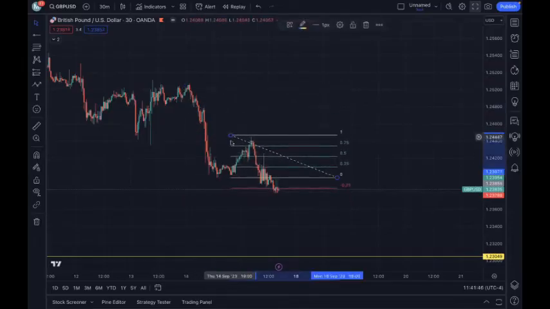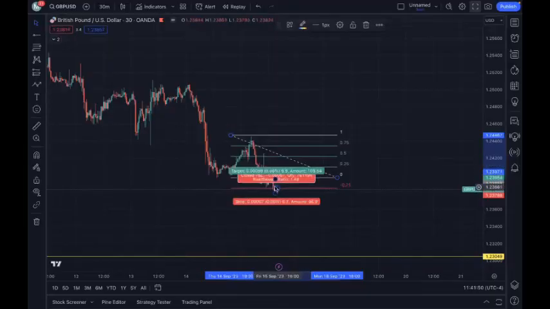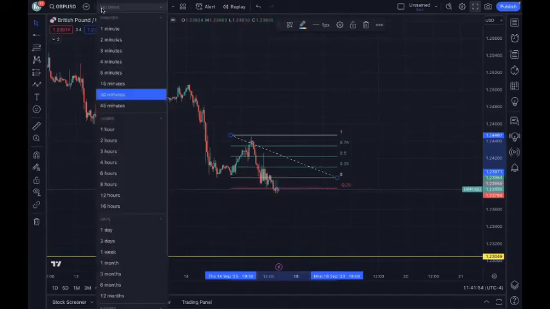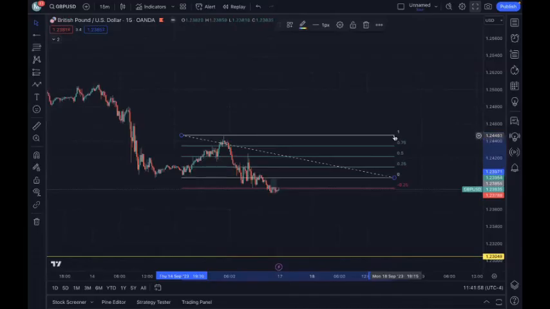All right. 50% between here and here for an entry if she turns around from this point. But we don't know yet because we have not seen an inner CHOCH like we saw before. So I come down to 15 minutes. I'm looking for an inner CHOCH.